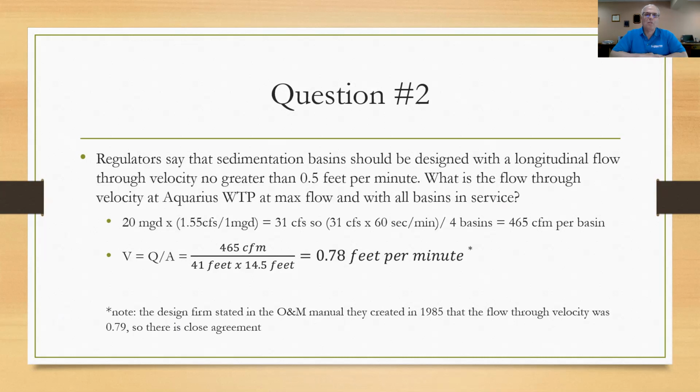So I don't know why that is. I don't know how they were able to do that back then, whether that requirement was even on the books back then. But certainly these operators at Aquarius know that if they have a basin out of service, for example, and if they're at a high flow rate, they've got a pretty aggressive flow-through velocity that they've got to be very careful about. So that's a good piece of information for them to know. All right, let's go to question number 3.